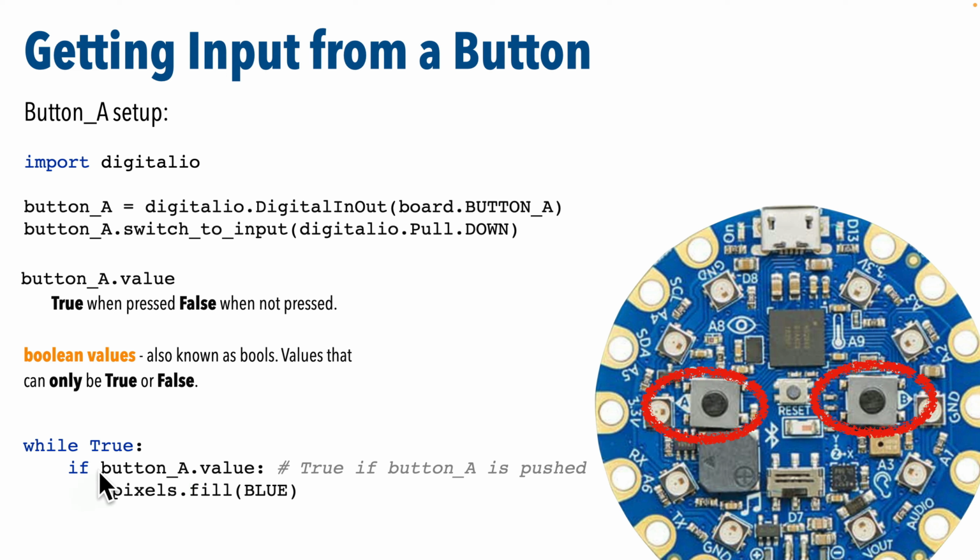So in this example, if the button's being pressed, if button A dot value is true, then we're going to turn all of the lights on our board blue. And because this isn't a while true loop, we're going to continue to check, to check, to check. We'll only turn the lights blue if we press button A. Let's code this up and give it a try.